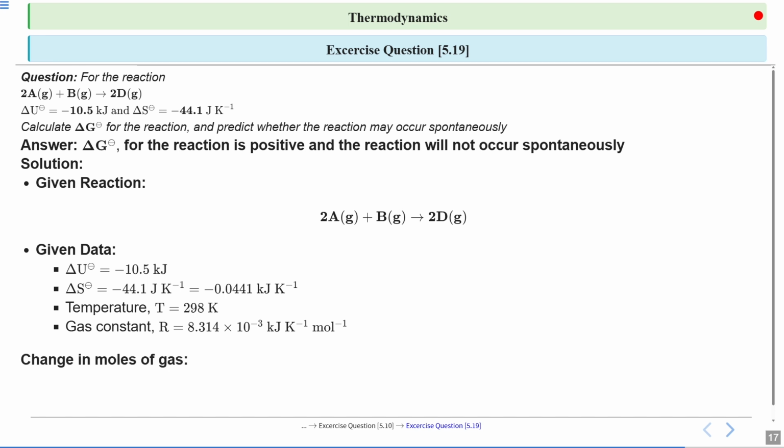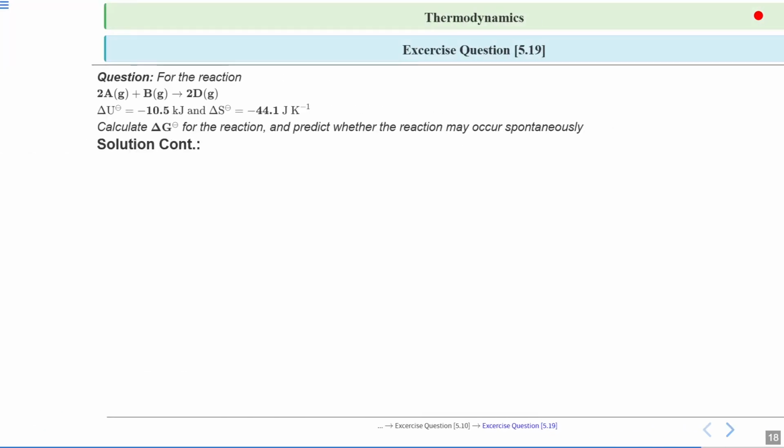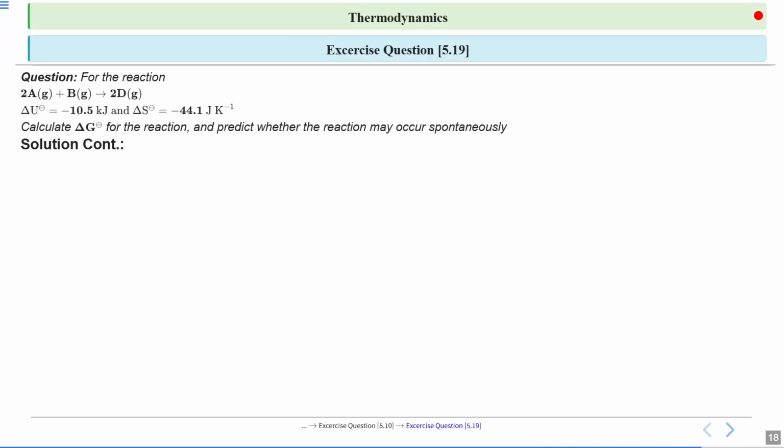So, we can calculate the change in moles of gas, first of all, to calculate the enthalpy change, which will be moles of gaseous products minus moles of gaseous reactants. The answer will be minus 1 mole, right? Next, what will we consider? We will consider it for the delta G calculation. For that, we need the delta H naught and we already have the delta n g. Now you can put this in the equation between the delta H naught and delta U naught.